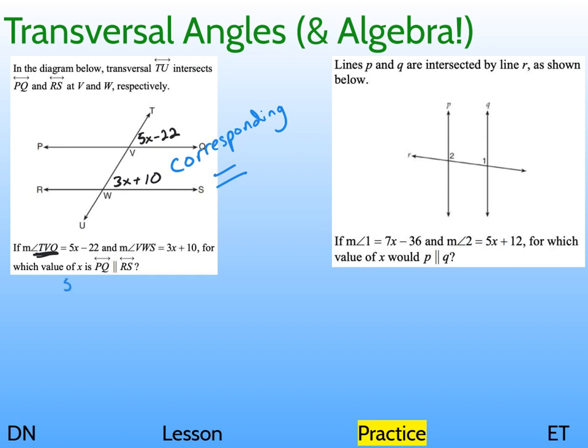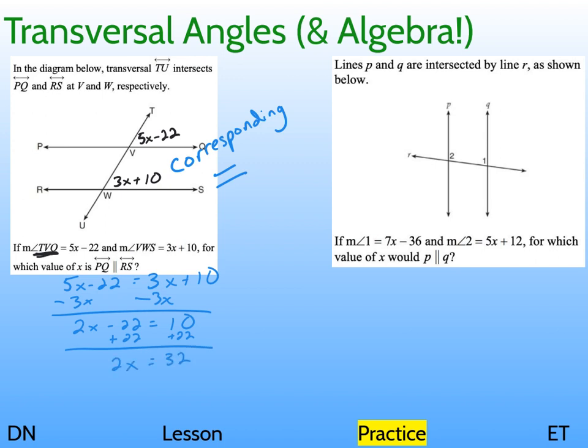We have 5x minus 22 equals 3x plus 10. Now, let's bring back a little algebra problem solving. I'm going to first subtract 3x on both sides, and you're left with 2x minus 22 equals 10. Then this is a simple two-step equation. I'm going to add 22 to both sides. You get that 2x equals 32. Divide everything by 2, and you can see that x equals 16 for this problem.